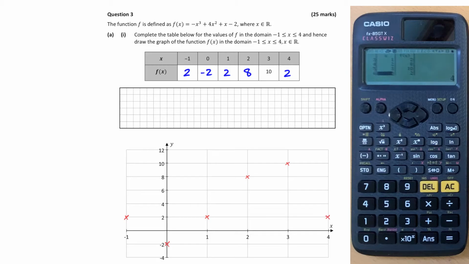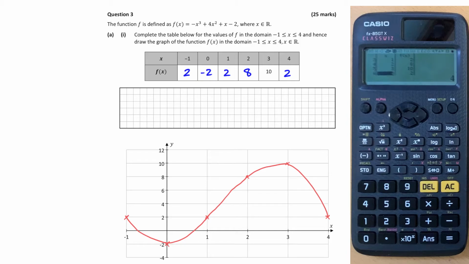Okay, so we can see that shape there. We've been asked to graph it, so we're just going to graph that there now. And we're going to go from here, down to here, up to here, and up to there. And across here, and down to here.